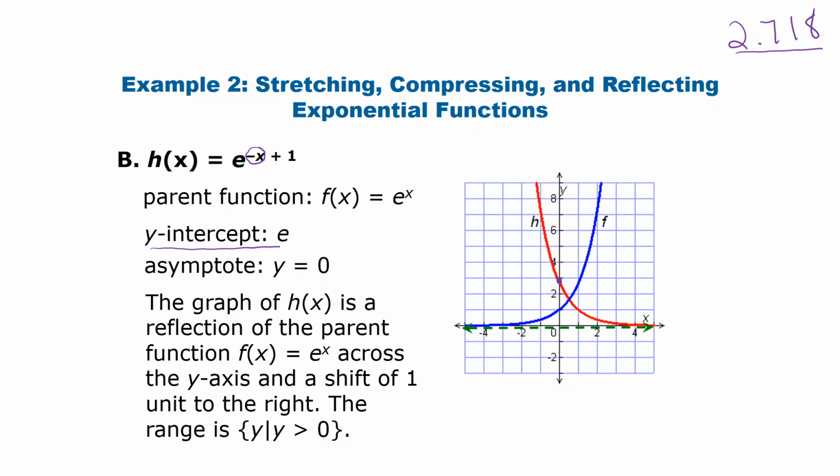Now this is a little bit crazy because we have a couple of things going on here. Notice that the x has a negative sign in front of it. That means that my x is reflecting across the y-axis. So this is going to reflect across.